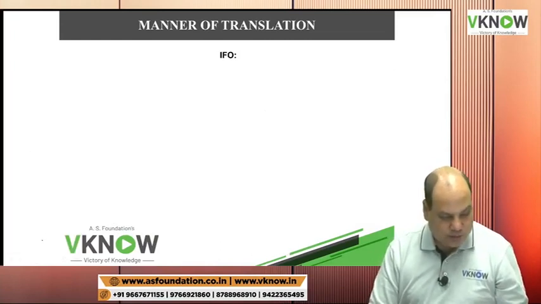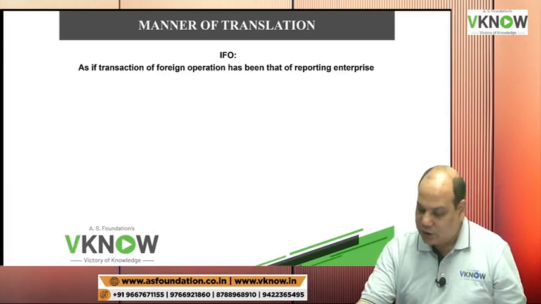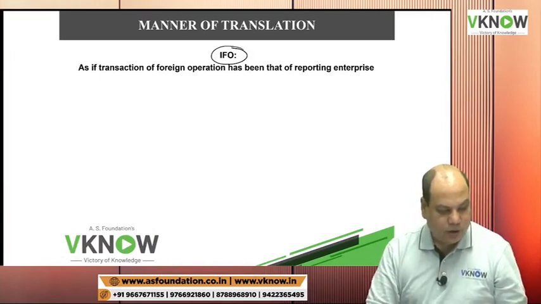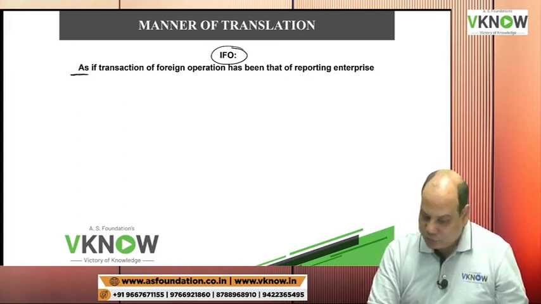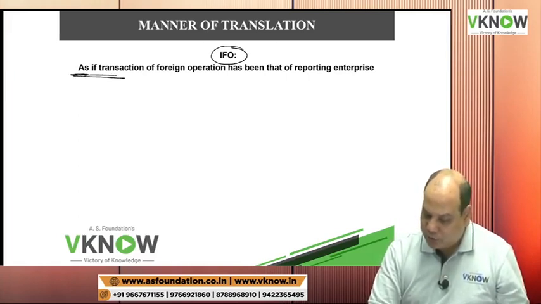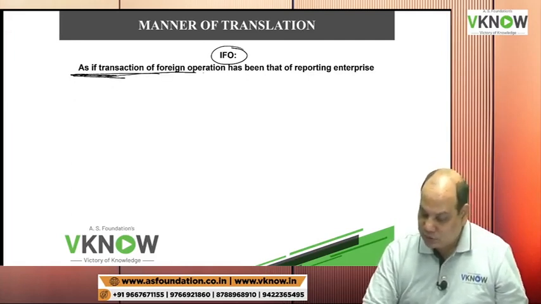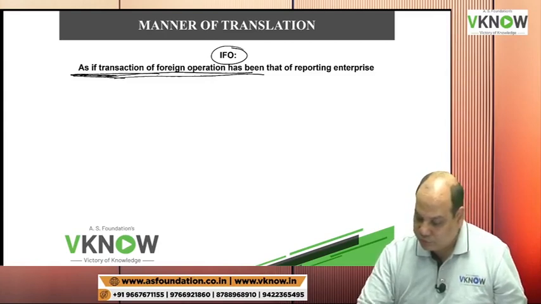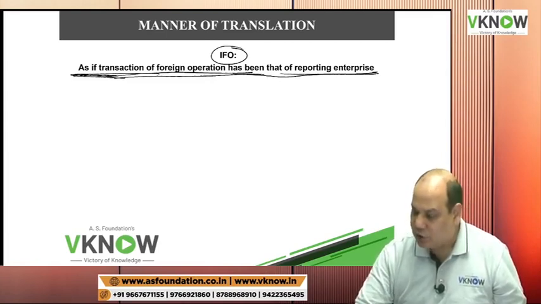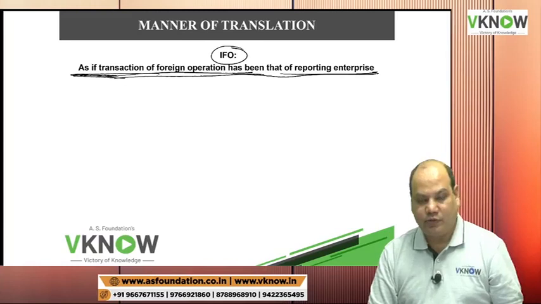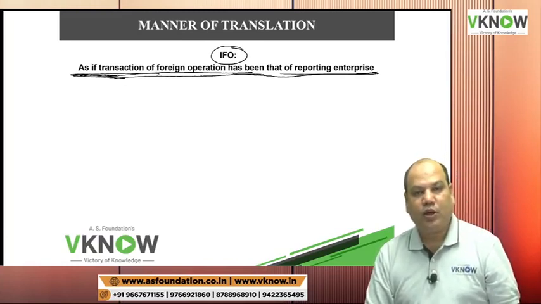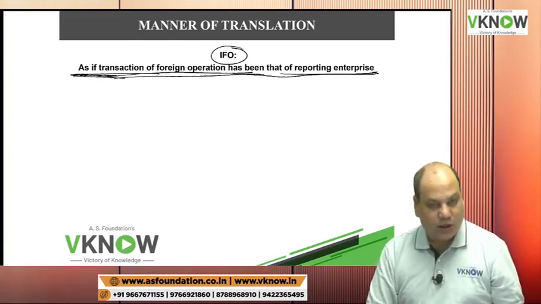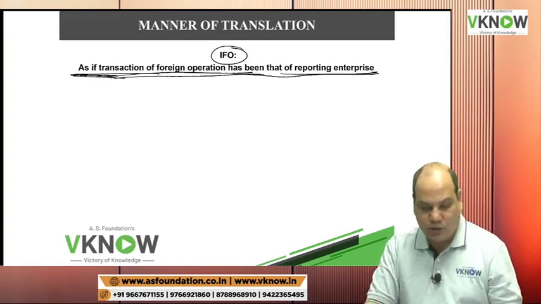So in your book, next paragraph, there are two tables. The first table is for integral foreign operation. I am not going to read the whole table. The answer is simple. For an integral foreign operation, convert the transaction using the same rule which you apply for the reporting enterprise. Now I will just read from your book. Some of you want me to read.